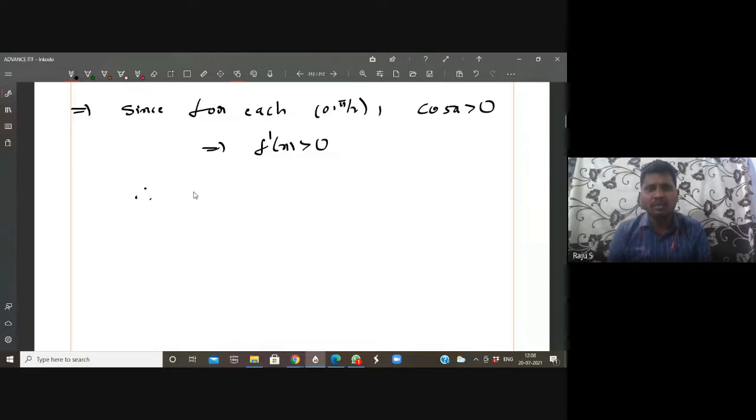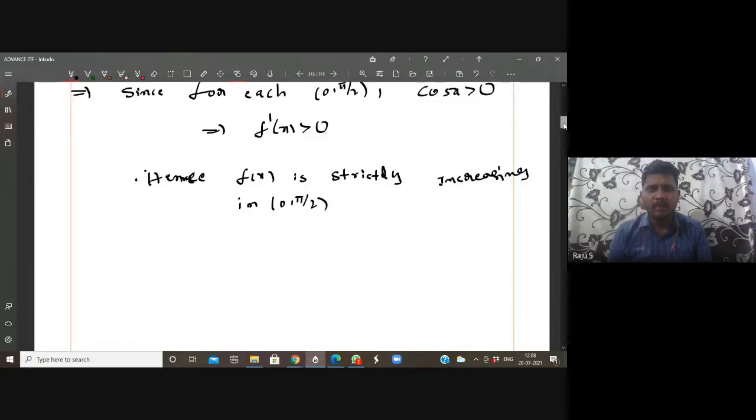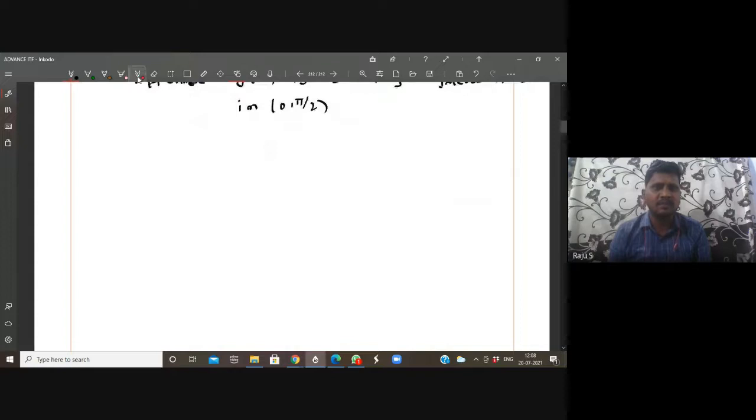Therefore, according to the method, f dash, the derivative, is greater than 0. So what about here? Hence f of x is strictly increasing in 0 to pi by 2. In the same way, next is the second point, second subdivision.